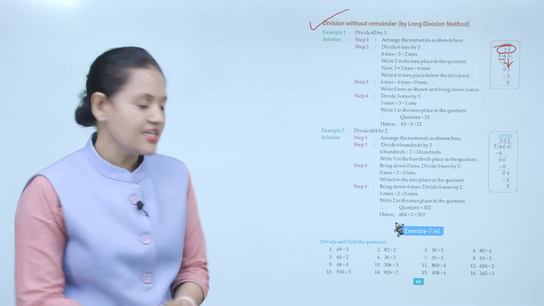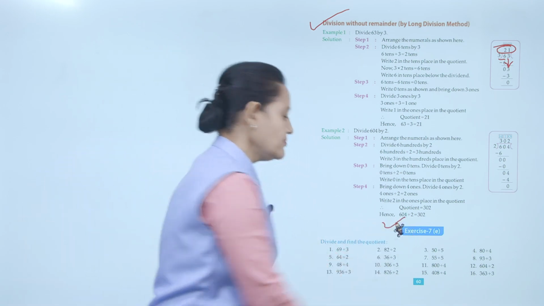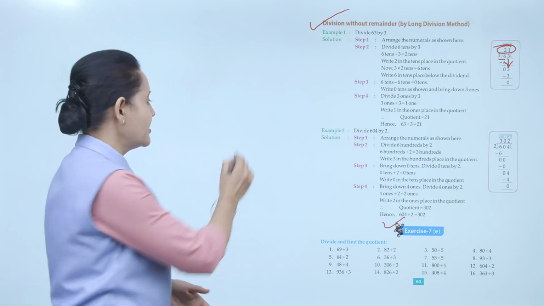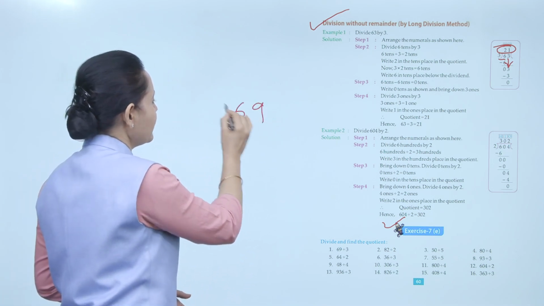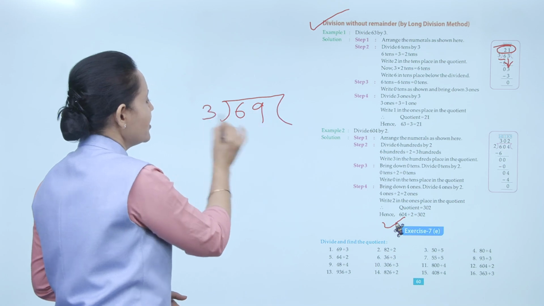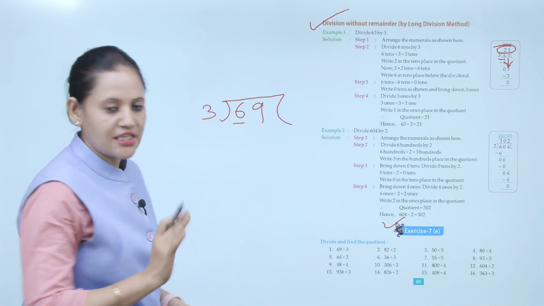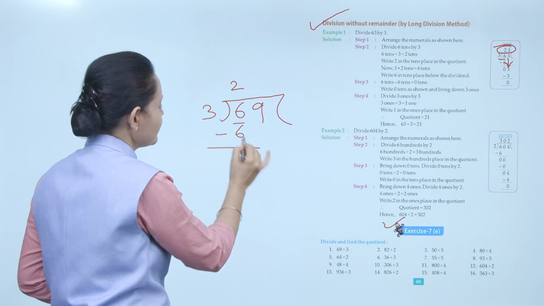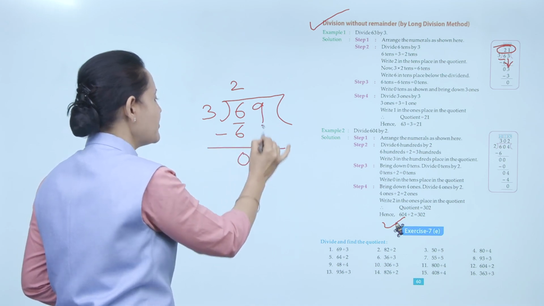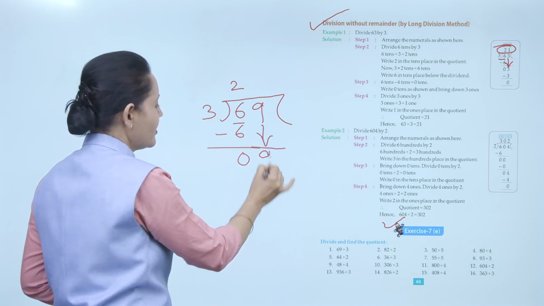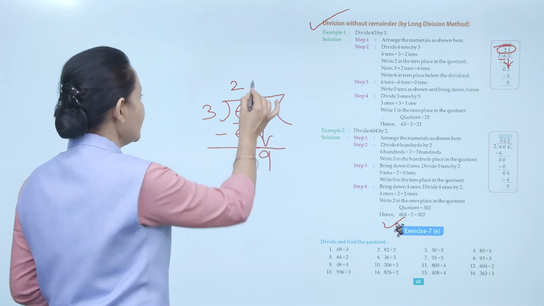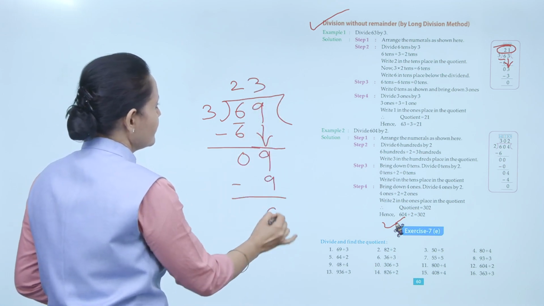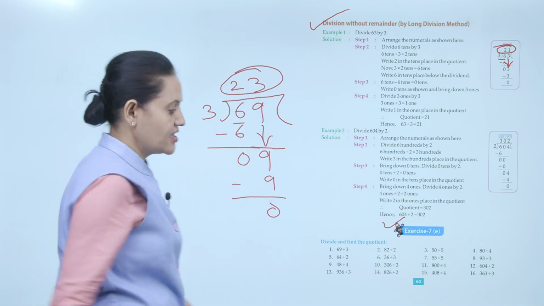Next is exercise 7E. Divide and find the quotient. 69 divided by 3. So first digit is leftmost digit, that is 6. 3 2s are 6. Write 6 under 6. Subtract करेंगे 0. Next number note down करेंगे 9. 3 3s are 9. So quotient is 23.